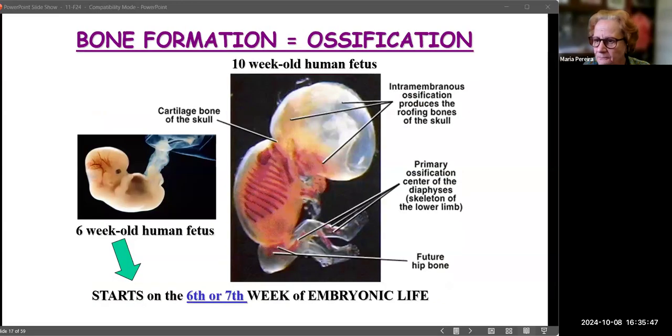Okay, so now I want to transition to how bone is formed. Bone formation is known as ossification.